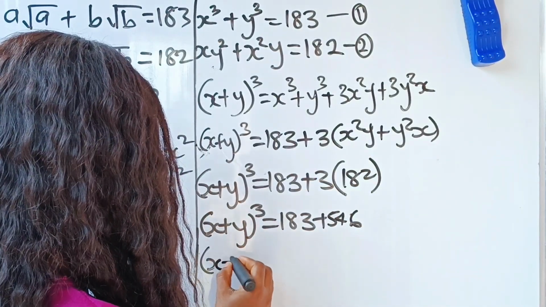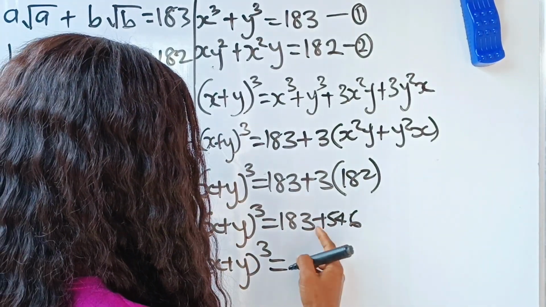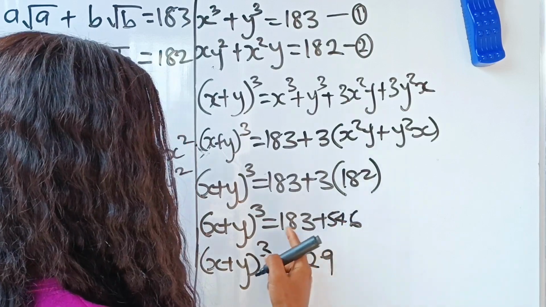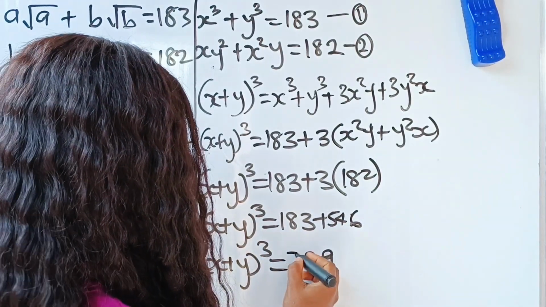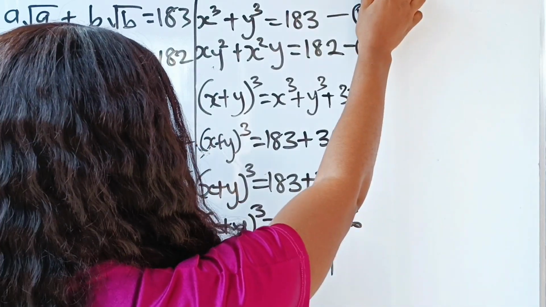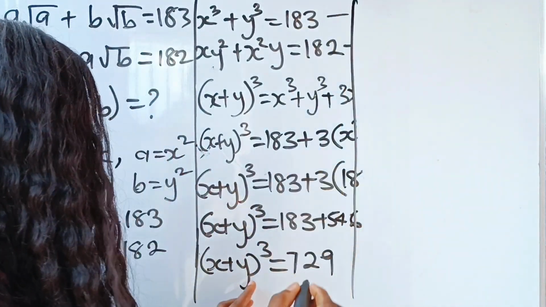Now, x plus y to the power of 3 will give us what? 6 plus this will give us 9. 4 plus this will give us 12. 5 plus 1 will give us 6. Plus 1 we have 7. All right. Now, permit me to clean part of this. We don't really need them.